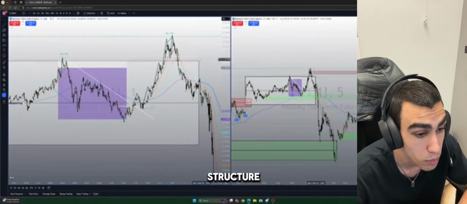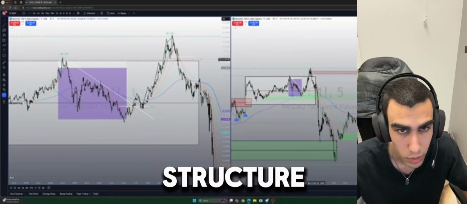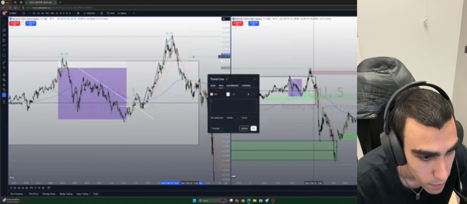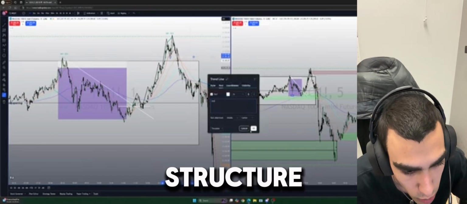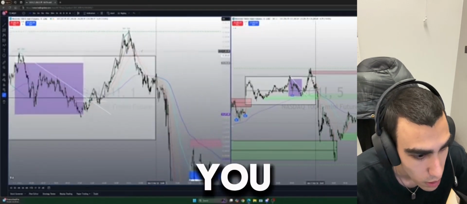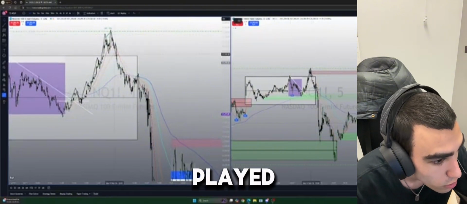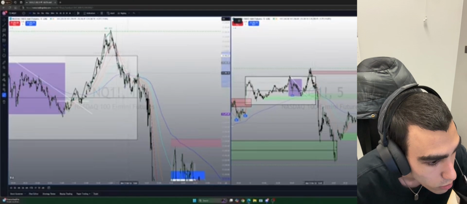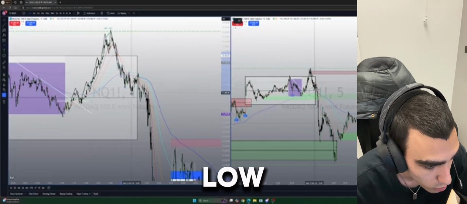Basically all it means is that the market is changing into a downtrend or an uptrend. It's not necessarily a break of structure. I mean, you could call it a break of structure if you want, but I'm going to call it a market structure shift. So this is your MSS. So this is the market structure shift. And as you can see, this downtrend you could have played right here, right? You could have played it right here for a lower low, higher high, lower low, lower high, lower low.